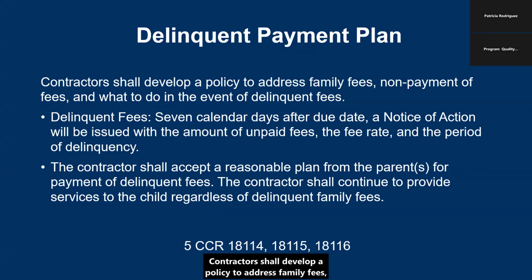Contractors shall develop a policy to address family fees, non-payment of fees, and what to do in the event of delinquent fees. 7 calendar days after due date, fees shall be considered delinquent and a notice of action will be issued with the amount of unpaid fees, the fee rate, and the period of delinquency. The policy must include notifying parents that the contractor shall accept a reasonable plan for payment of a delinquent fee. The contractor shall continue to provide services to the child regardless of delinquent fees.